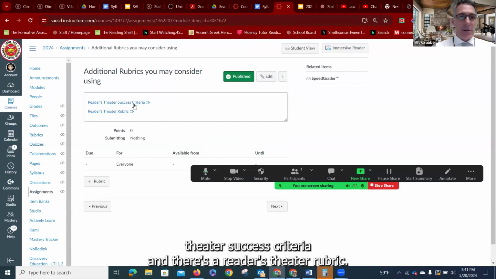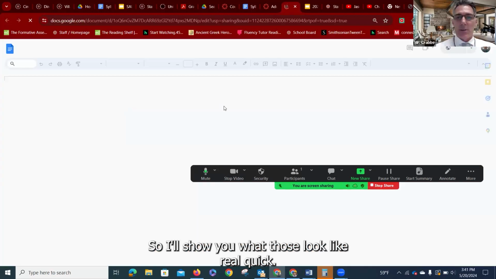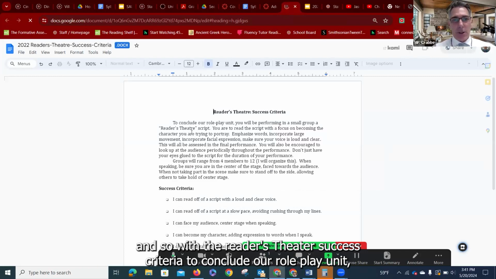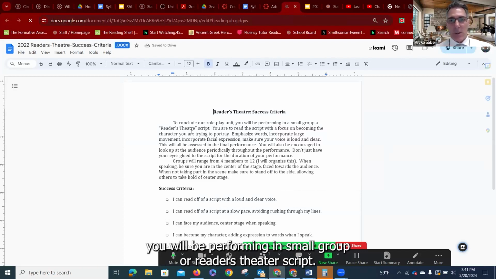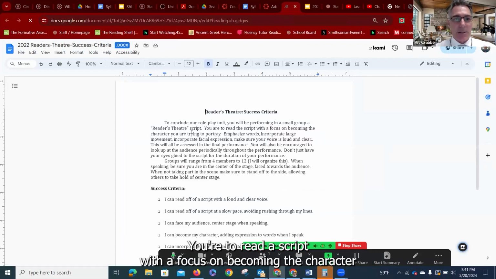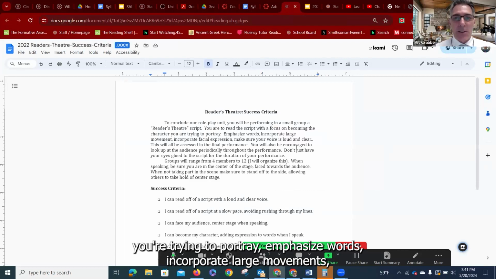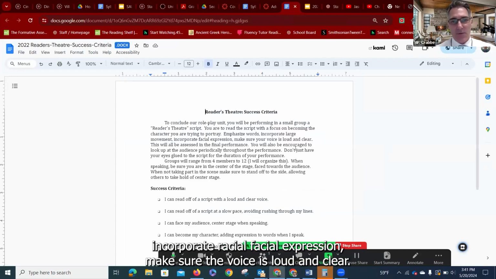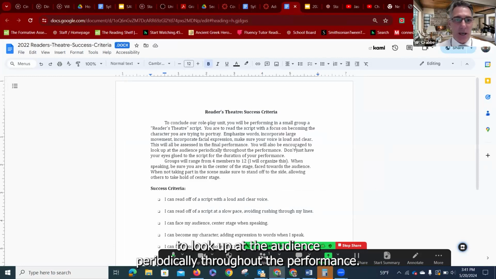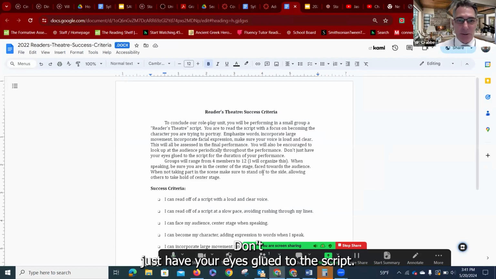And then there's Reader's Theater success criteria, and there's a Reader's Theater rubric. So I'll show you what those look like real quick. With the Reader's Theater success criteria, to conclude our role play unit, you will be performing in a small group Reader's Theater script. You're to read a script with a focus on becoming the character you're trying to portray. Emphasize words, incorporate large movement, incorporate facial expression, make sure the voice is loud and clear. This will all be assessed in the final performance. You'll also be encouraged to look up at the audience periodically throughout the performance. Don't just have your eyes glued to the script.